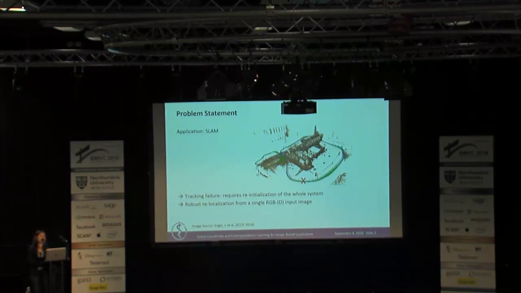Cameras are nowadays usually available in most devices, so it would be very valuable if we could use only the RGB image, or maybe also the depth image if you have a depth camera, to robustly predict our camera pose. This would also remove the need for any additional sensor information required to do robust localization.